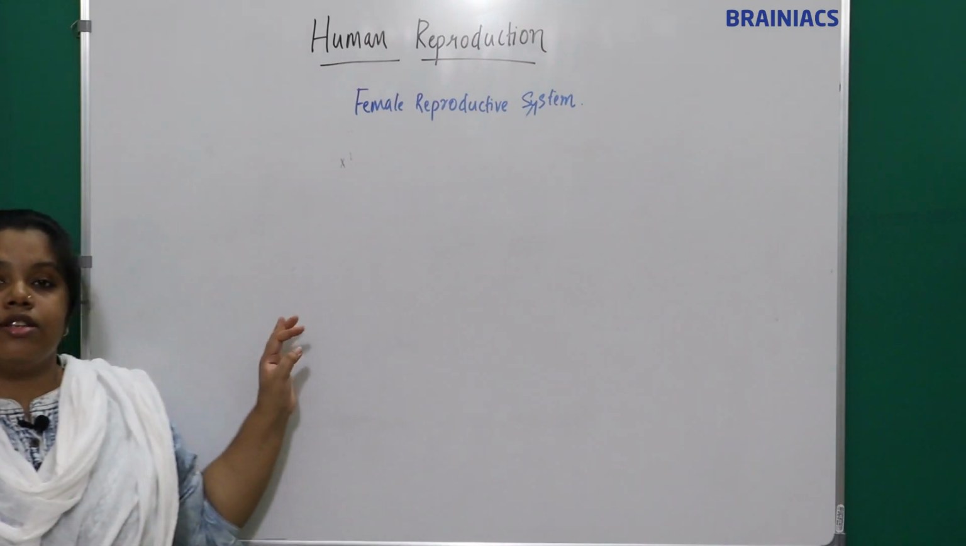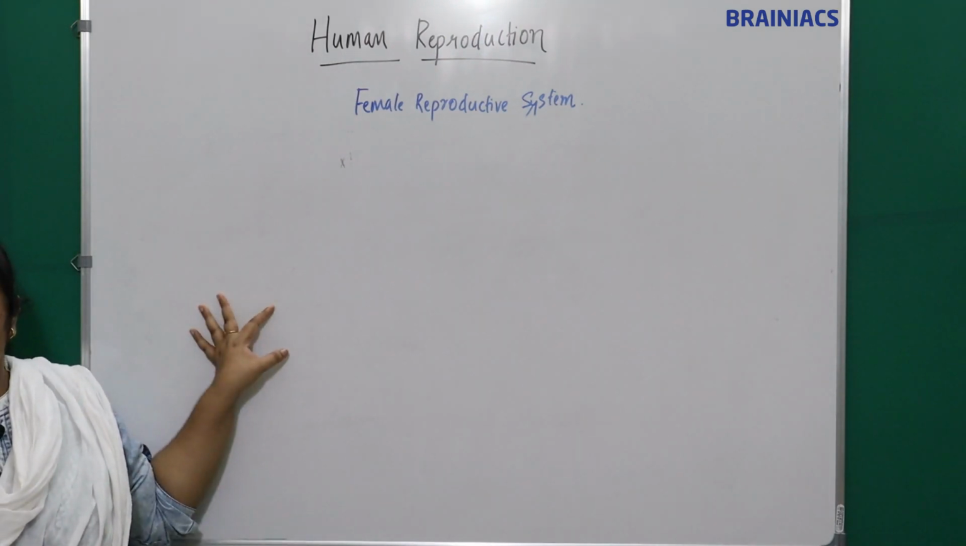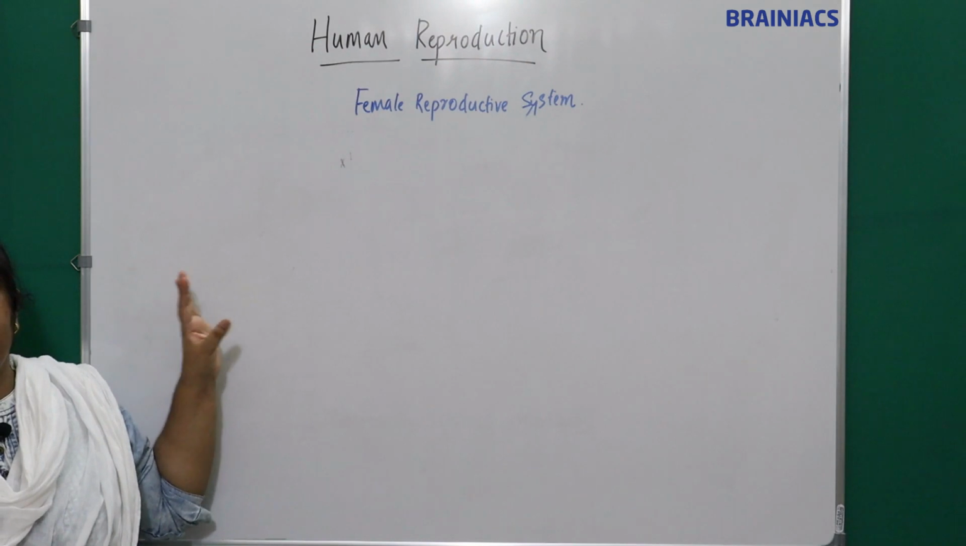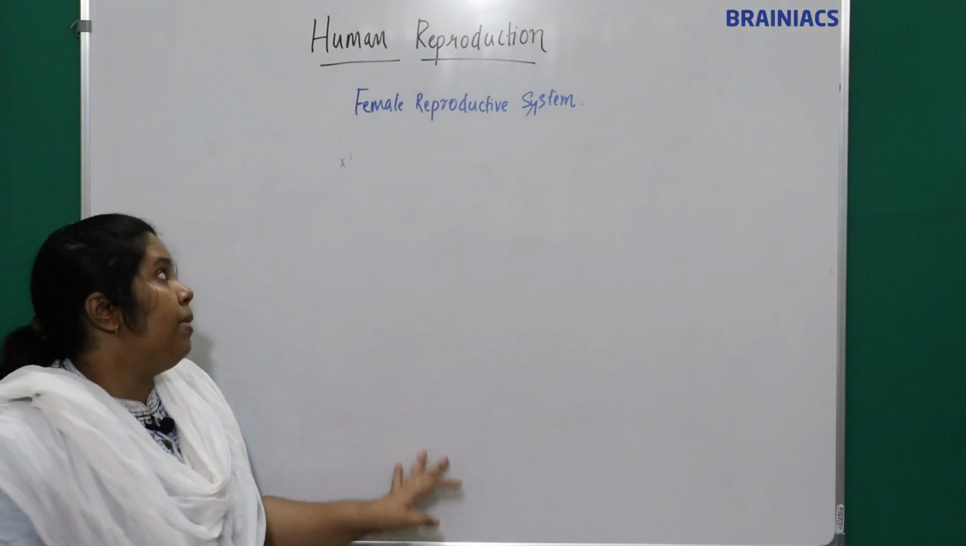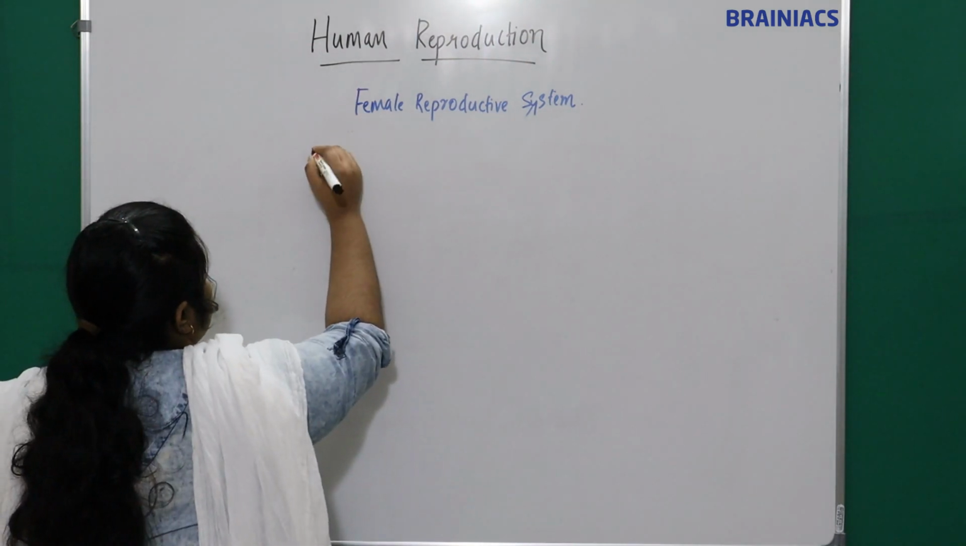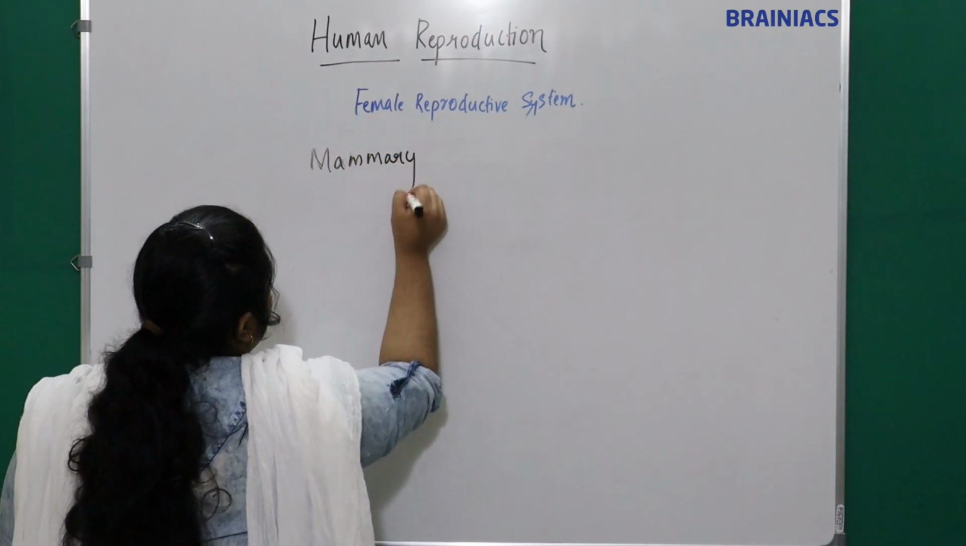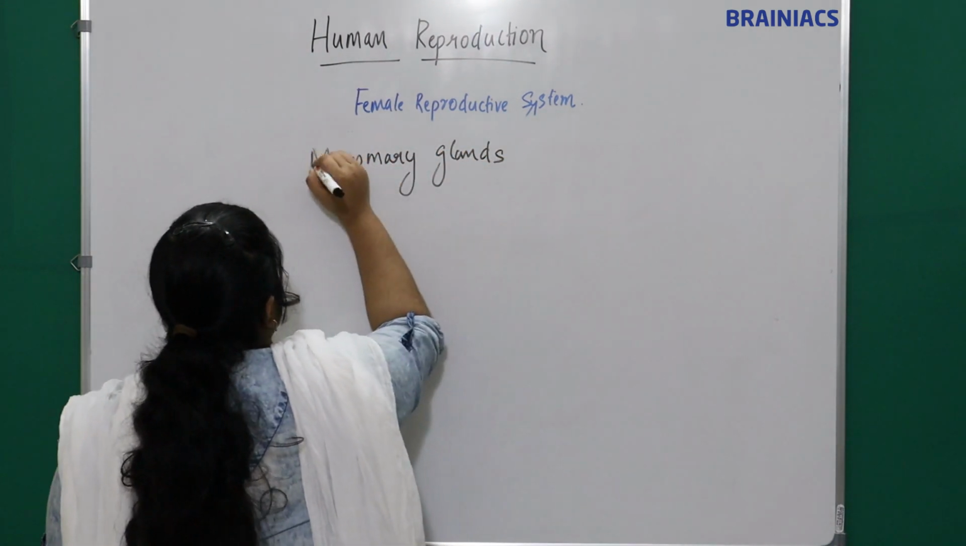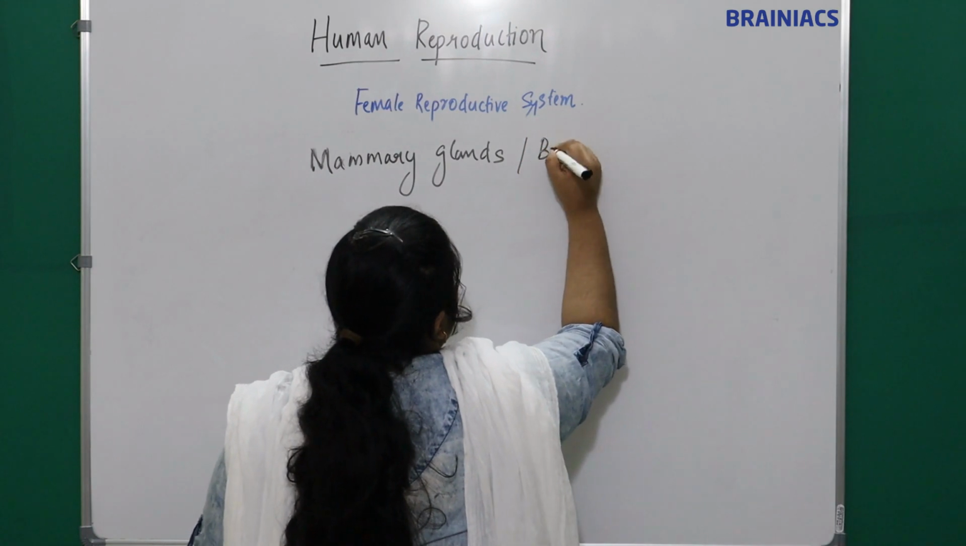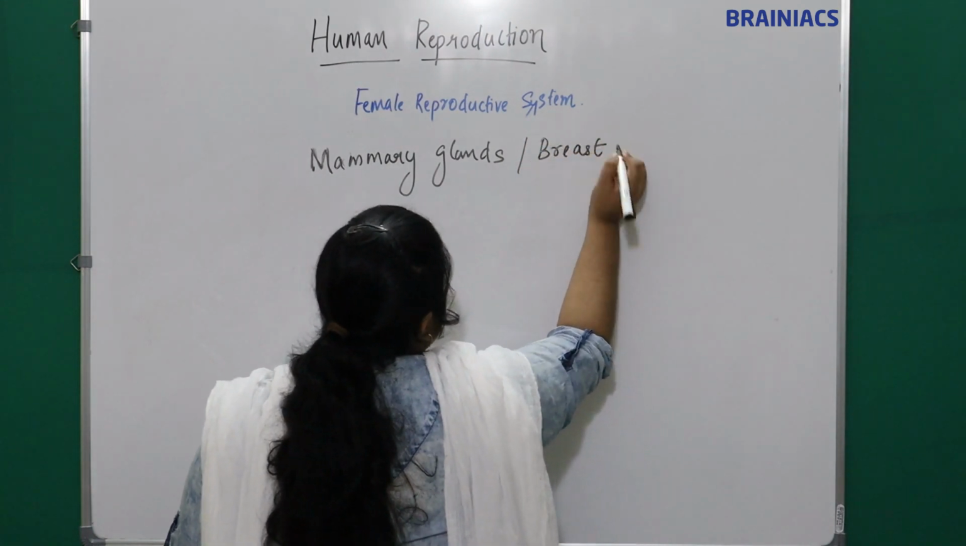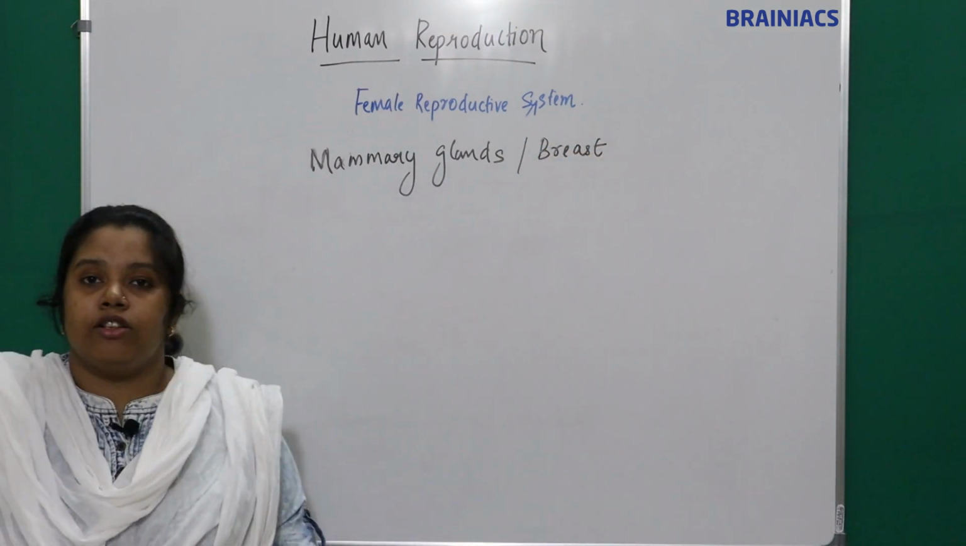Now we are going to discuss the last part in the female reproductive system, that is the mammary glands. Mammary glands or breast. We are going to discuss the last part, the mammary glands or breast.